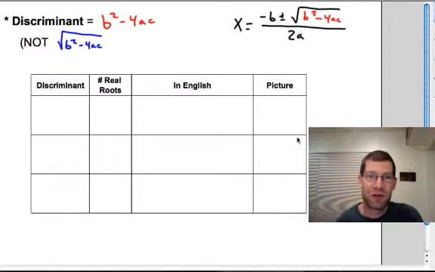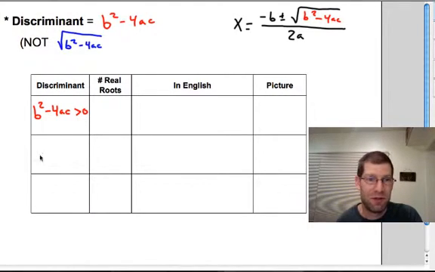So thinking back to those three graphs that we had before, we really have three different possibilities for numbers that you could get for a discriminant. And I mentioned that on the last page of notes, but the first thing, b squared minus 4ac, that could be positive. So we're going to write b squared minus 4ac is greater than 0.